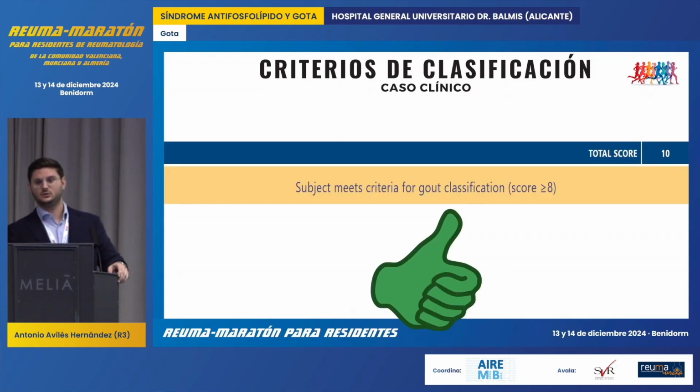So, if we have followed all the steps of the Auckland calculator, as we mentioned, we will arrive at a total score of around 10 points, which, according to the calculator itself, means that our patient would meet the criteria to be classified as having gout, even though we do not have uric acid crystals identified in the synovial fluid analysis.